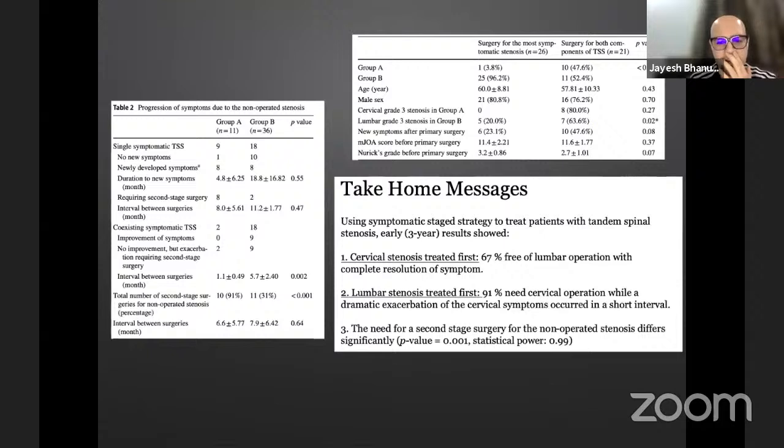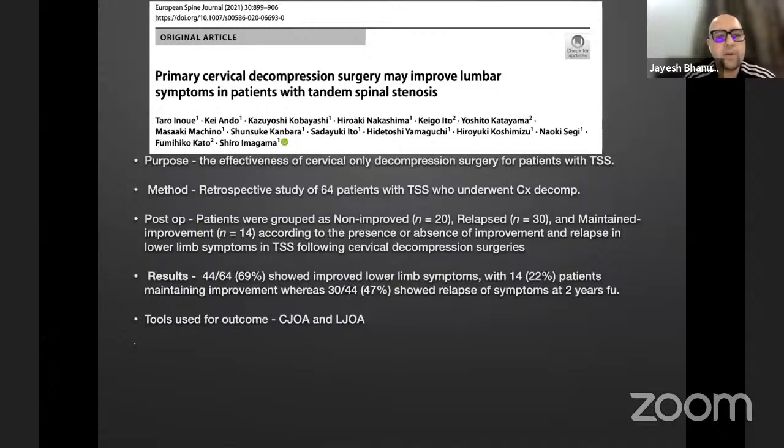This is the demographic data, where he says that 67% had no lumbar operation, no need for any lumbar surgeries, and the need for second stage surgery for non-operative stenosis differs. As you can see, it has a significant p-value. This is one paper, but all these studies were retrospective. There is no prospective study done yet.